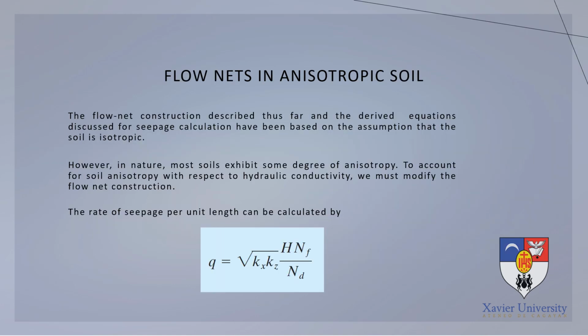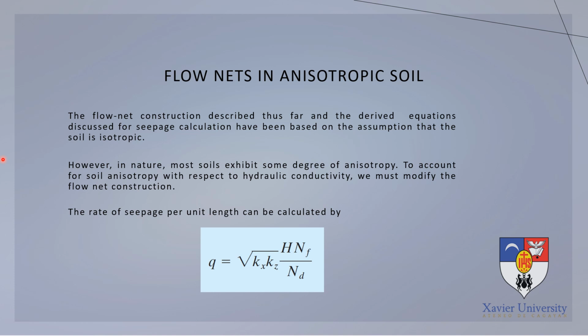Ang katuganihan nga consideration is about isotropic soil. So we also have what we call the anisotropic soil. So the flow net construction described thus far and derived equations discussed for seepage calculations have been based on the assumption that the soil is isotropic. Meaning, for the isotropic type of soil, the properties are identical in all directions. So, what if our soil is anisotropic, meaning our soil has properties of a material dependent on the direction, meaning dili siya identical in all directions. So, in nature, most soils exhibit some degree of anisotropy.